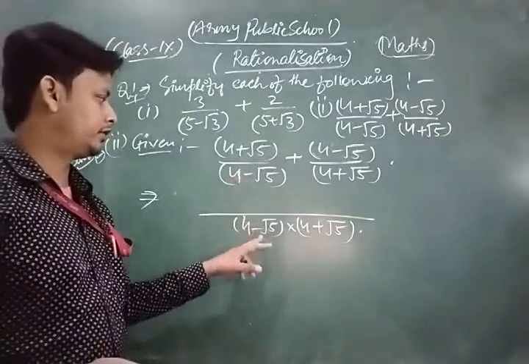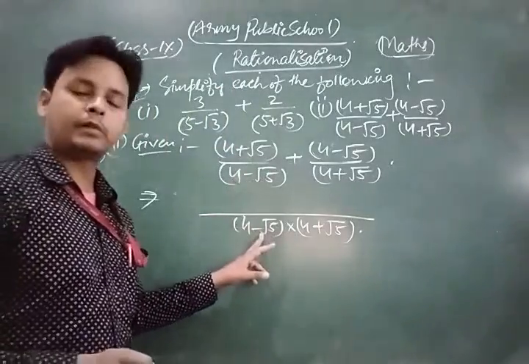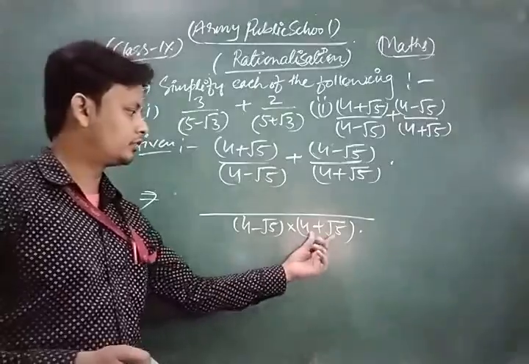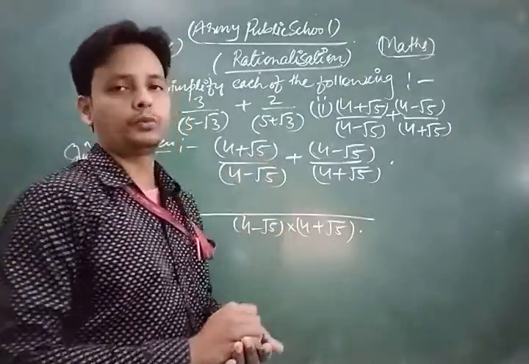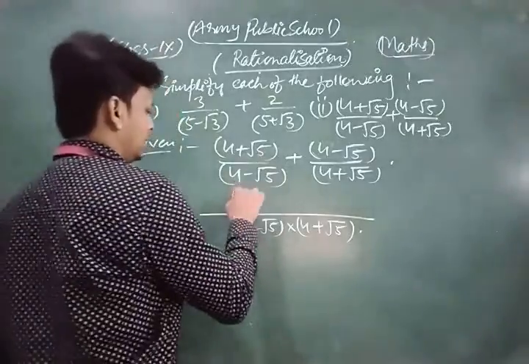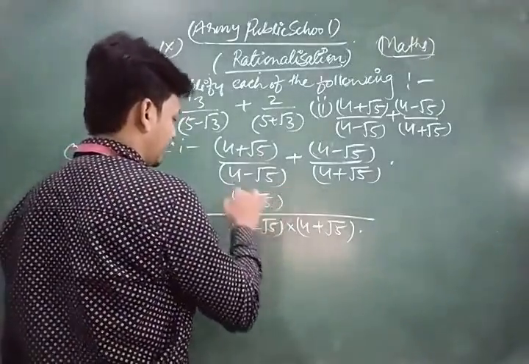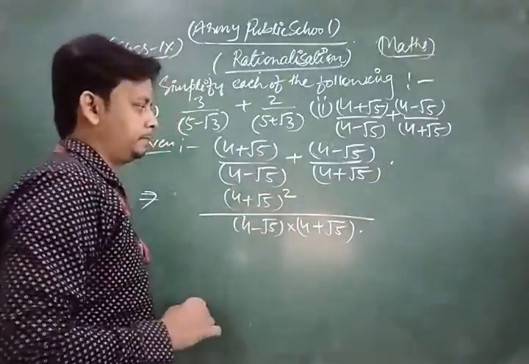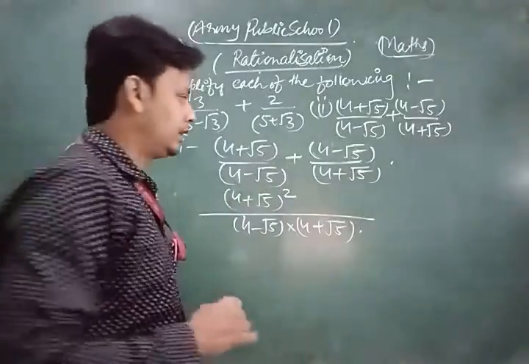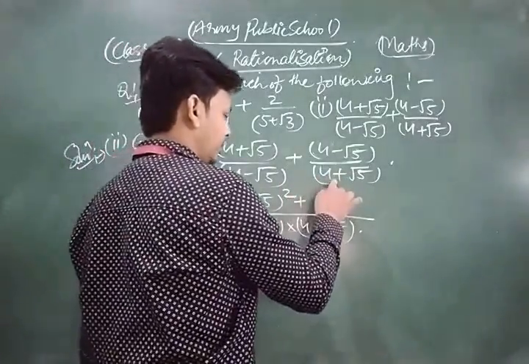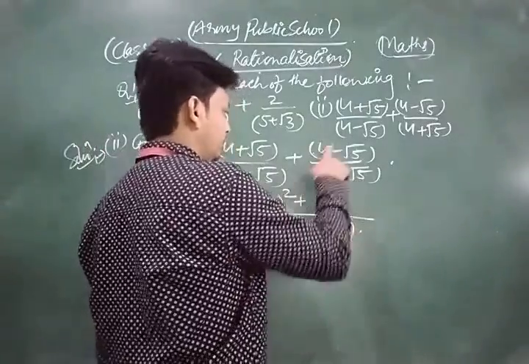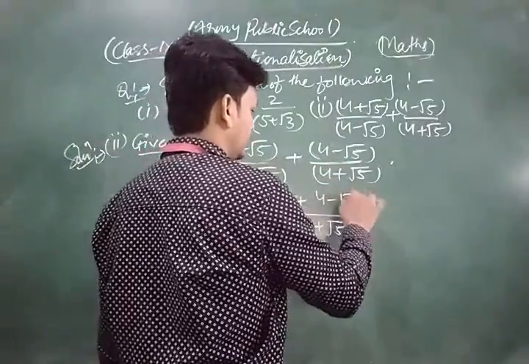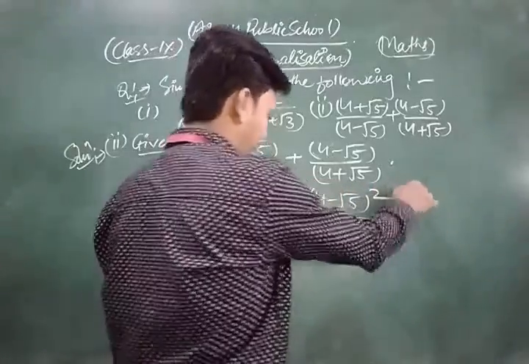Okay. So now look, if we divide, 4 minus root 5 cancels, so we get 4 plus root 5 multiplied by 4 plus root 5, so we get 4 plus root 5 whole square. Similarly, from the other side, 4 plus root 5 cancels, and we get 4 minus root 5 whole square.